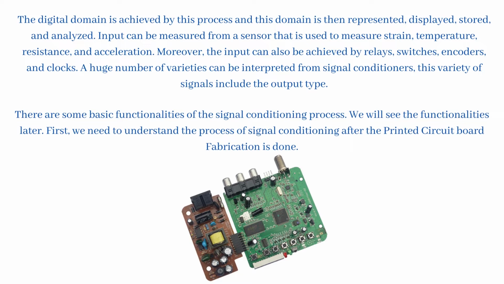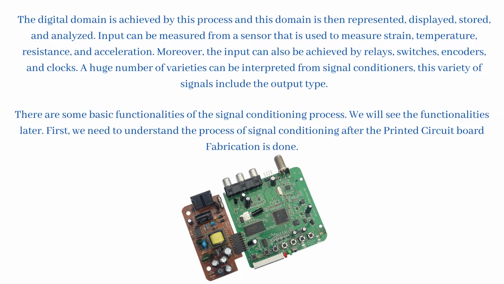Input can be measured from a sensor that is used to measure strain, temperature, resistance, and acceleration. Moreover, the input can also be achieved by relays, switches, encoders, and clocks. A huge variety of signals can be interpreted by signal conditioners. This variety of signals includes the output type.